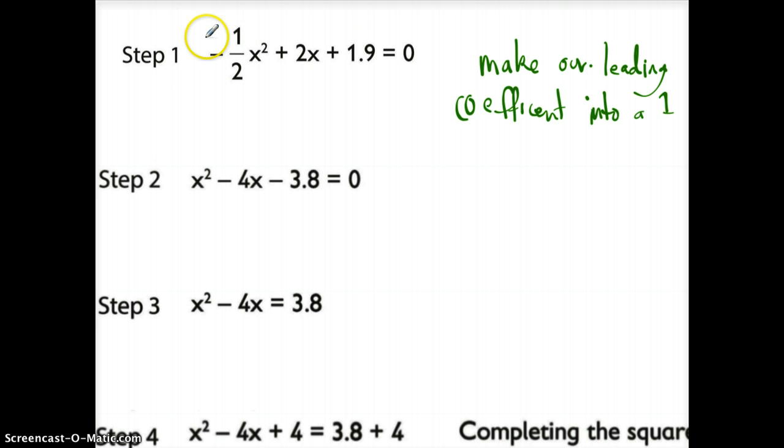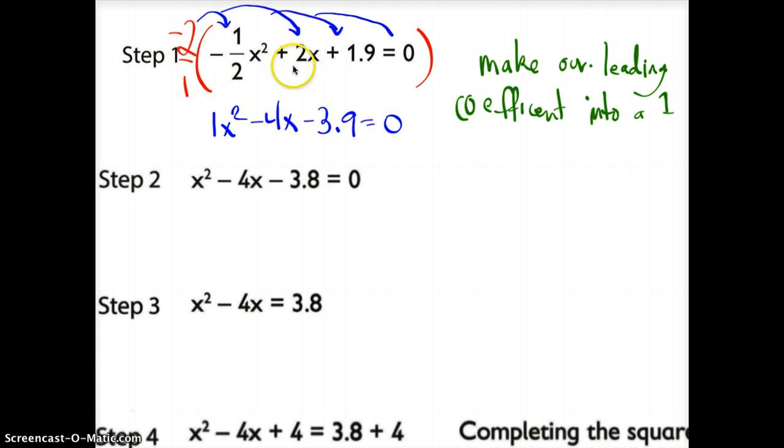And I'm going to do that by multiplying it by a negative 2 over 1. Okay, the inverse. I want it to be positive 1. So I'm going to multiply everything. Okay, so I multiplied everything. I distributed that 2.